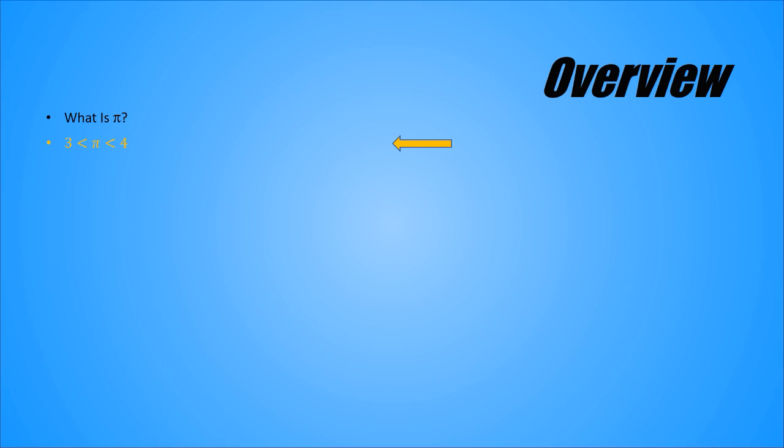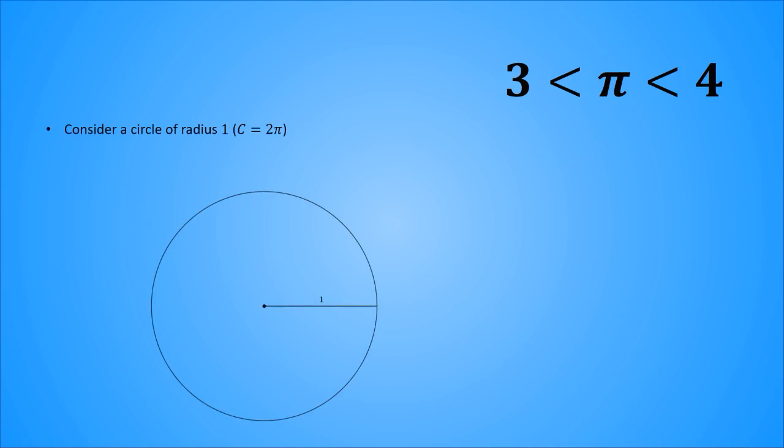In this segment, I'll give a geometric illustration that pi is between 3 and 4. Actually, I already gave one in the last segment as I wrapped diameters around a circle. You could clearly see that pi is somewhere between 3 and 4. In this segment, I'll give another illustration. So, consider a circle of radius 1.